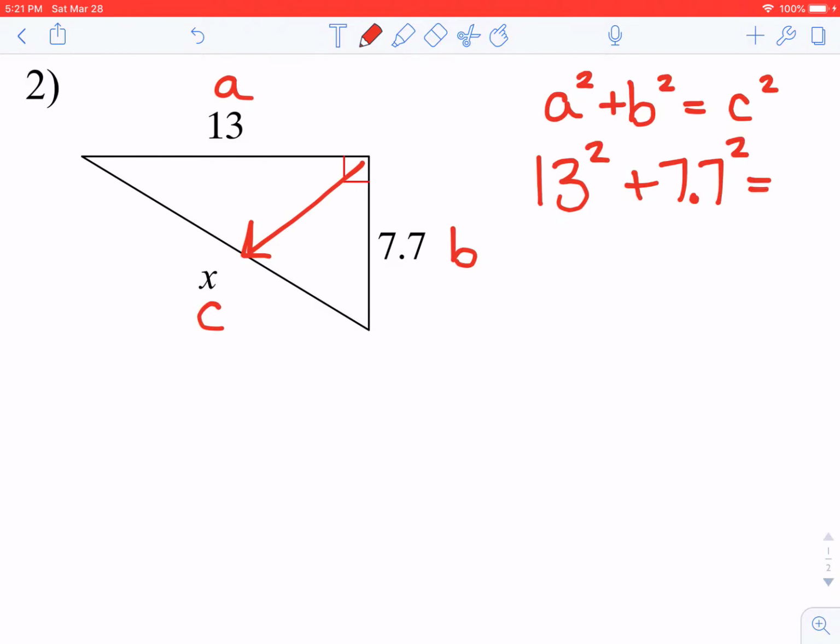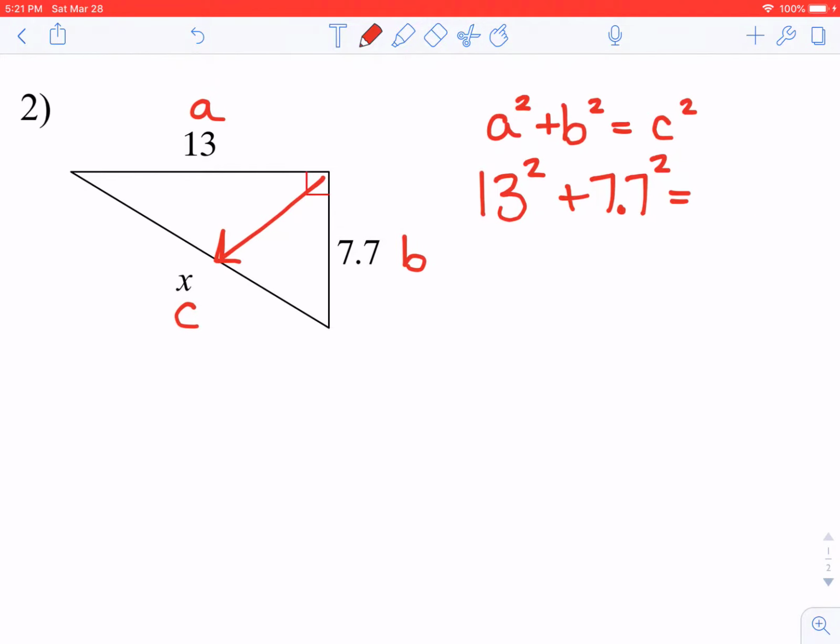I know my other leg is b, that's going to be 7.7. Notice how I've got exponents of 2 on those. That's because I have exponents of 2 in my theorem. And then the c value, that's where my variable goes. I don't know that one. All right, well, I've got everything set up.